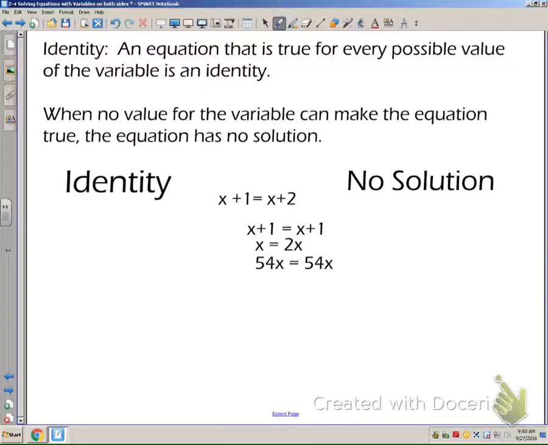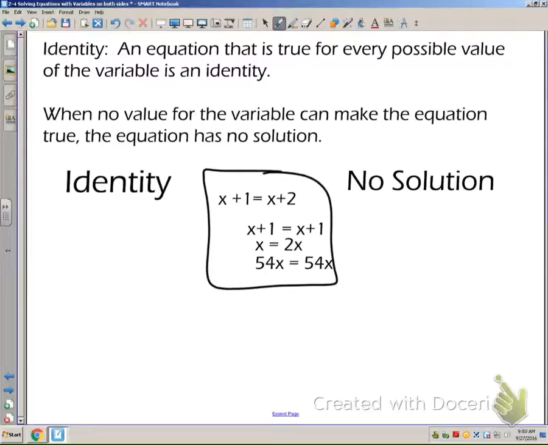I'm sorry. So what I want you to do now is see if you can separate these down here into the appropriate category. Are they identities or do they have no solutions? Well, in order to be able to do that, we need to know what is an identity. An equation that is true for every possible value of the variable is an identity. And there's no solution when no value will make the equation true.